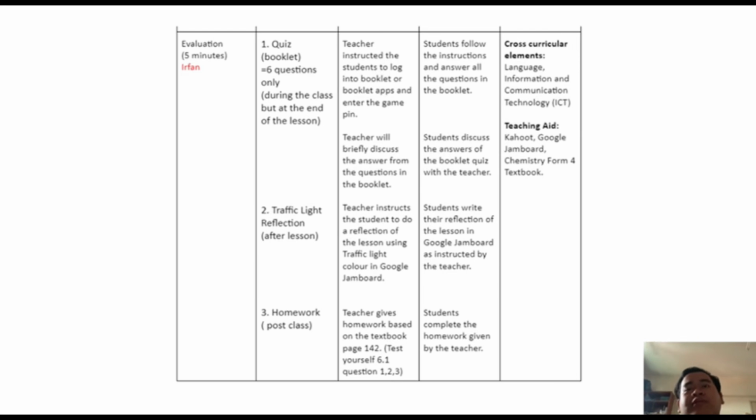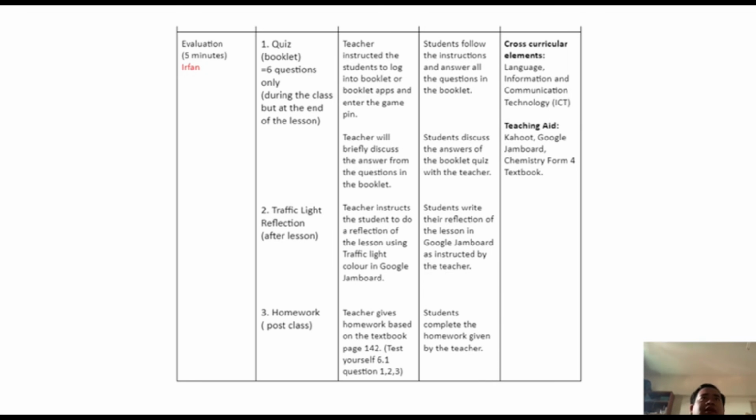And then students will follow the instruction and answer all the questions in Blooket. Then the teacher will briefly discuss the answers to the questions. Then we expect students to discuss the answers of the quiz with us, right? So in this evaluation part, we highlight the cross-curricular elements, which are language and ICT, because we're using a lot of ICT medium. And then the teaching aids should be Blooket, Google Jamboard, and the Chemistry Form 4 textbook. Then we will have a traffic light reflection, which is after the lesson.